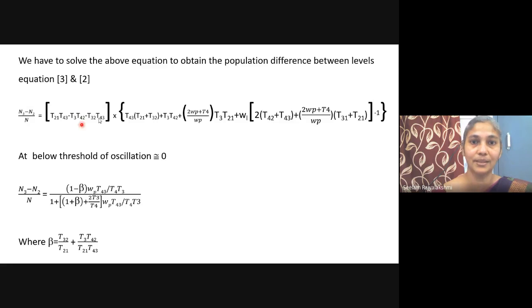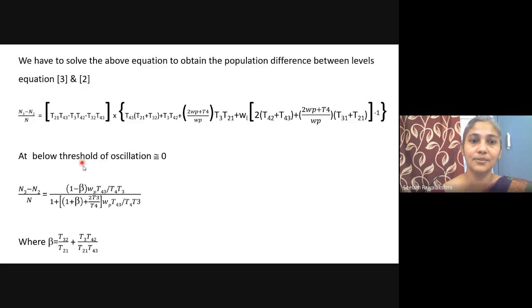By solving the above equations, we obtain (N3 minus N2) by N equals (T21 T43 minus T3 T42 minus T32 T43) divided by [T43 (T21 plus T32) plus T3 T42 plus (2 omega p plus T4) by omega p times T3 T21 plus omega L 2 (T42 plus T43) plus (2 omega p plus T4) by omega p times (T31 plus T21)] whole power minus 1. So this is the required equation for the population difference between levels 3 and 2.